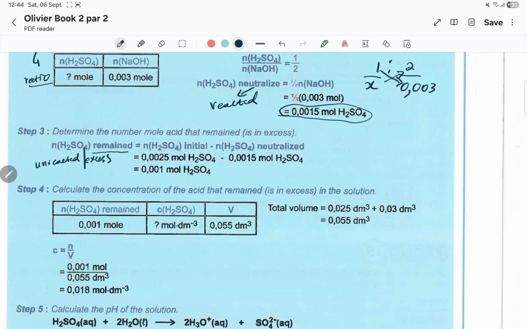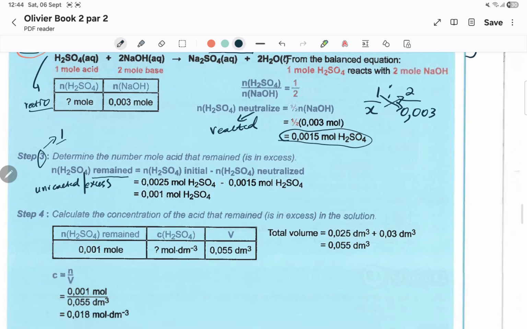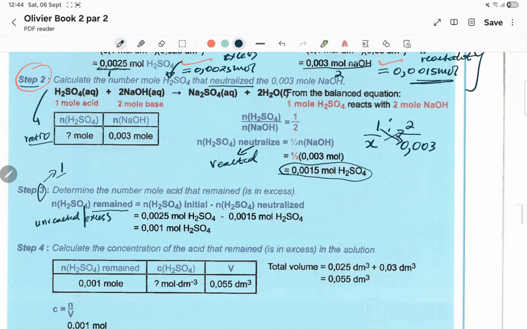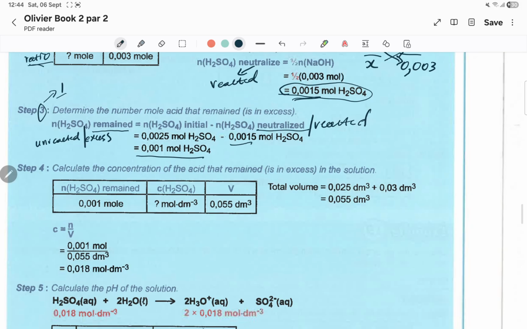So it will be the initial number of moles from the step number 1. So I know the number of moles initially for sulfuric acid is 0.0025, minus the one that I used in step 2, which is by using the ratio, the number of moles which is neutralized is the same as the one which is reacted. So this is the number of moles which is reacted. Then now this will be the one that is in excess.